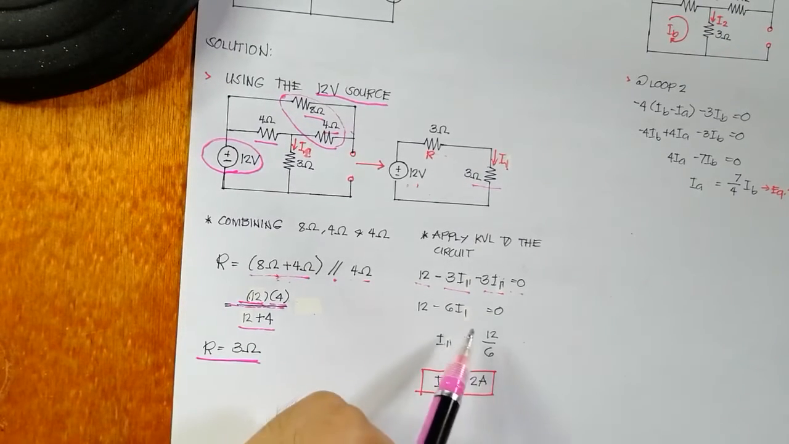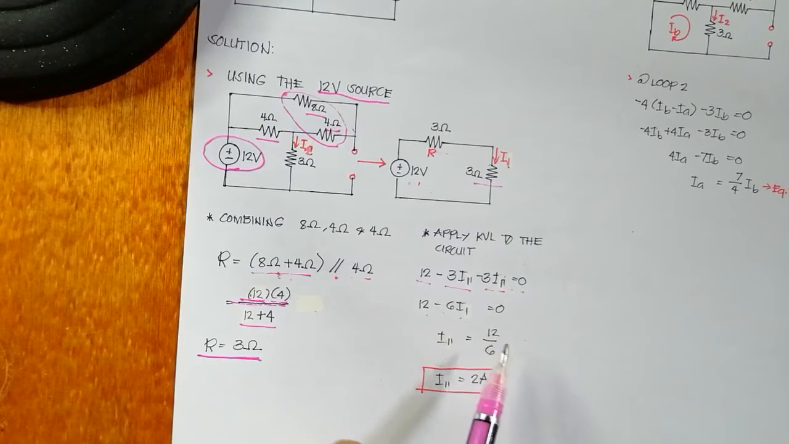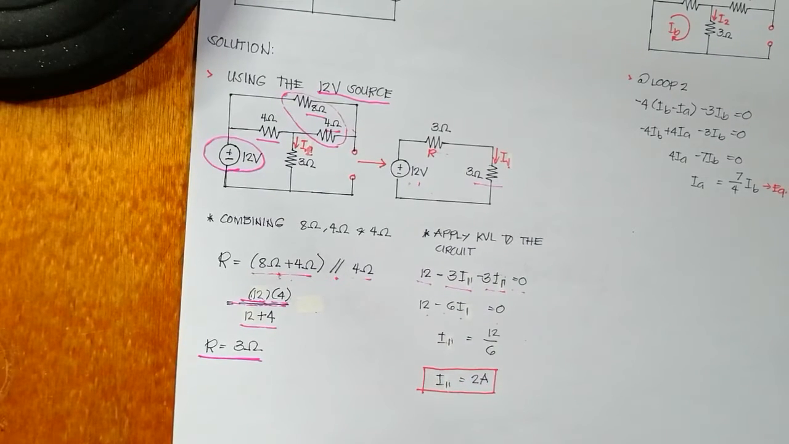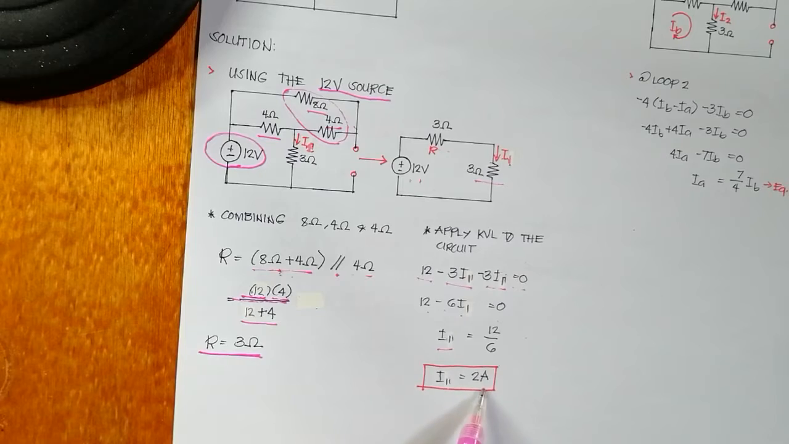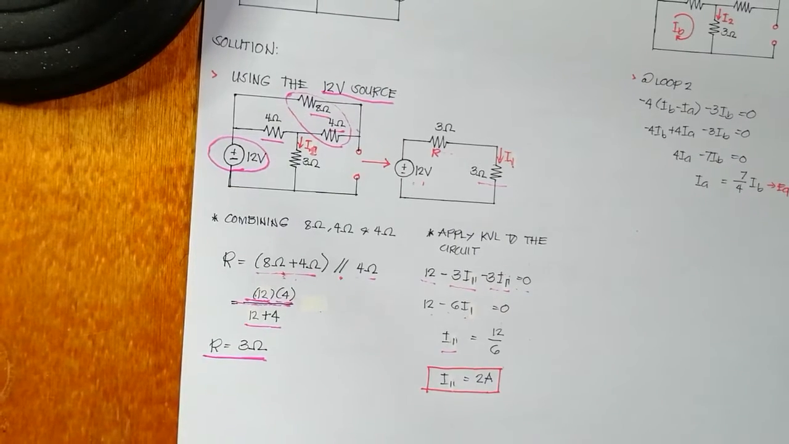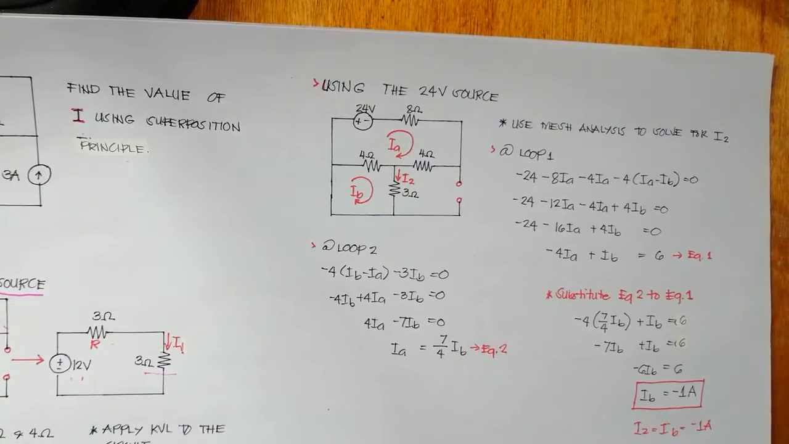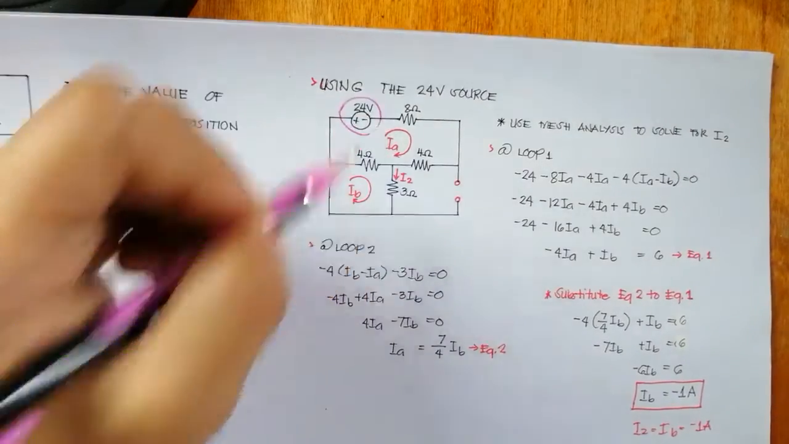Simplifying the equation, we now have 12 minus 6I1 is equal to 0. Then, I1 is equal to 12 over 6. The value of I1 is 2 amperes. Next step is solving the value of I using the 24-volt source.